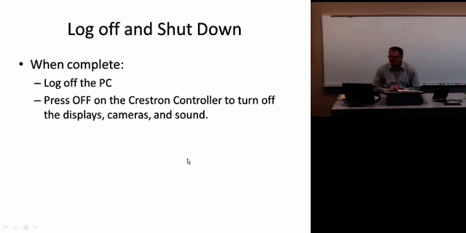So when we're completely done, we need to log off and shut down. So we would log off the PC. I won't demonstrate that now. Again, our Panopto will be done. We can simply close that window. And we can turn off the Crestron controller, turning off the projection systems and the camera. To do that, we simply hit the home button on the Crestron controller and push off.